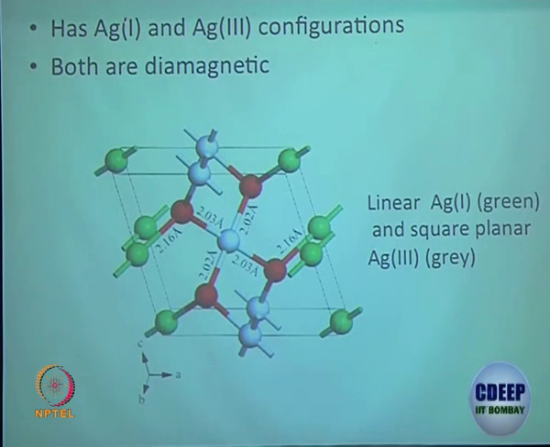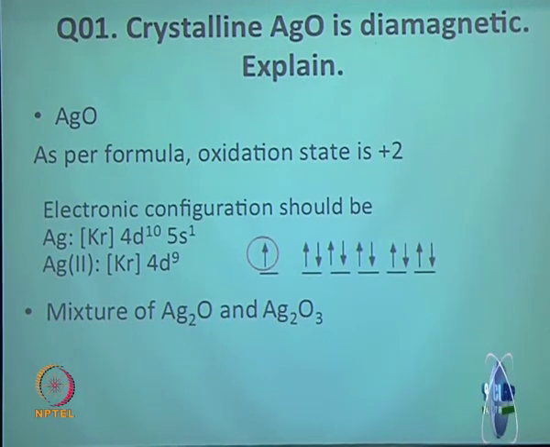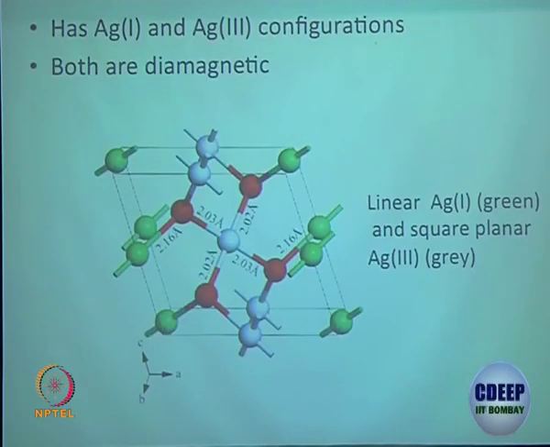Now, silver 1 is going to be D10 configuration. That is diamagnetic. This is silver 1. Two of the silver 1 oxide. Another over here, this is silver 3 plus. Oxide is always minus 2, 6 minus, so it has to be silver 3 plus. Silver 3 plus means what? D8 configuration, right? So D8 configuration can be diamagnetic. Okay. D8 is going to be square planar.